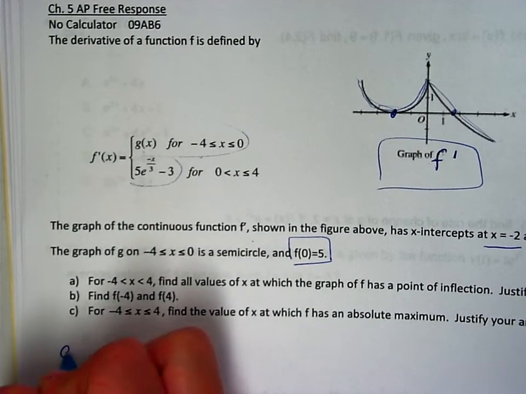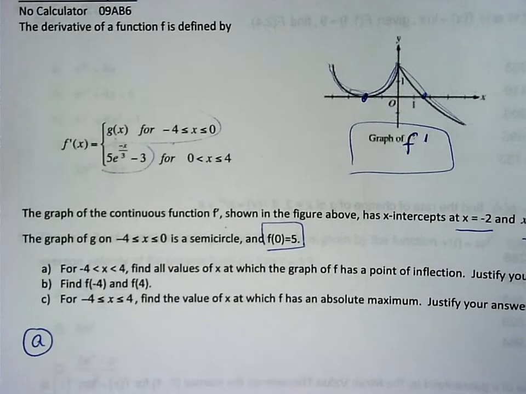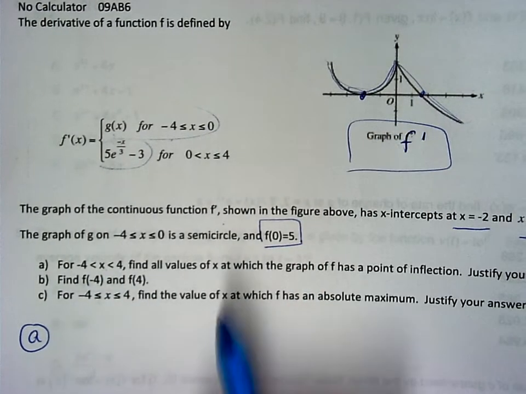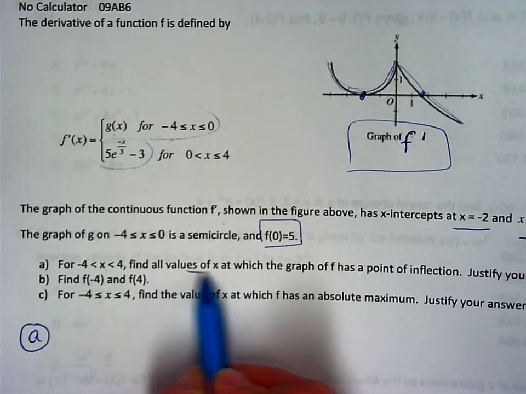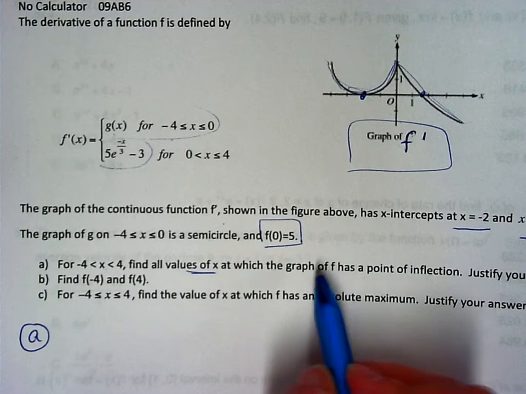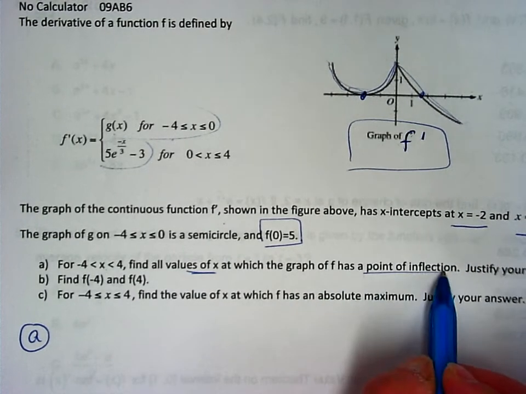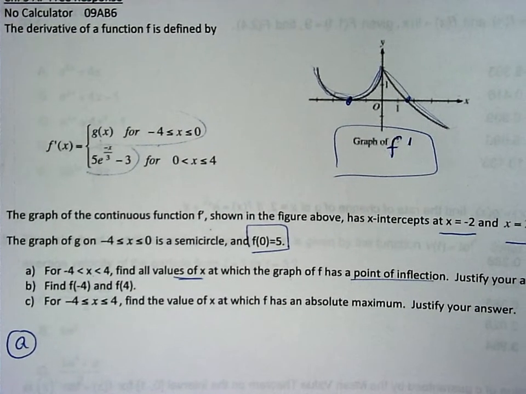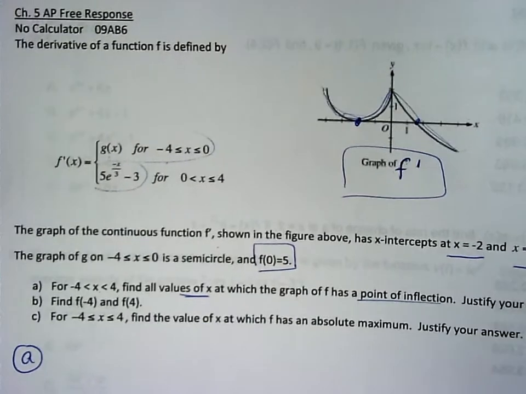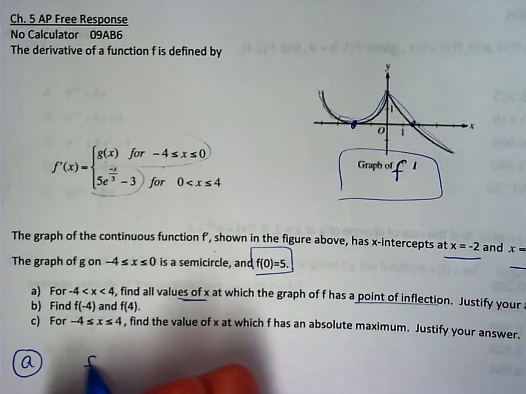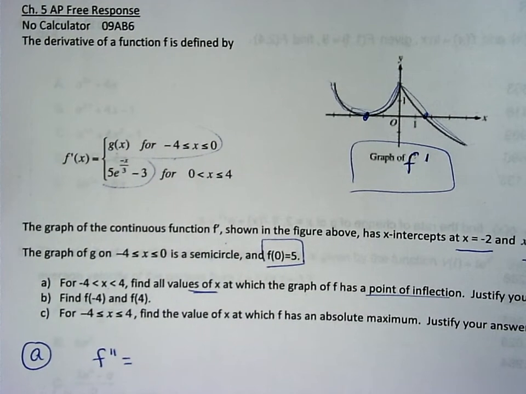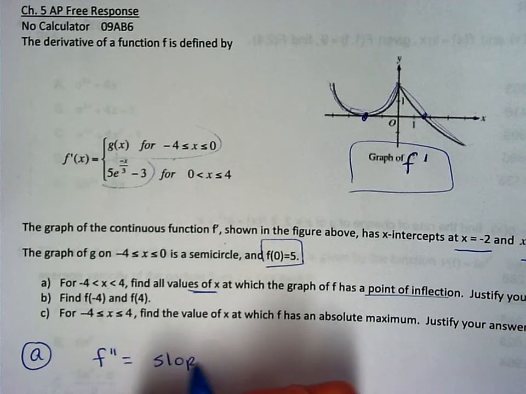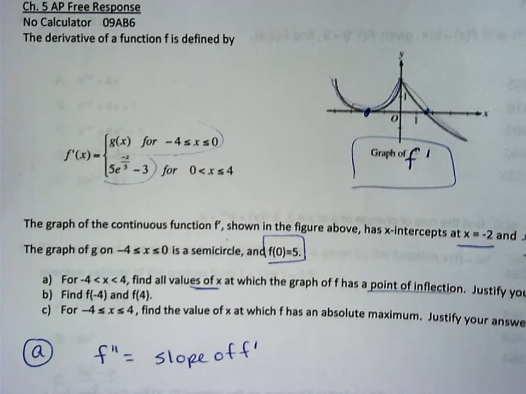Okay, so let's go through and see what they're asking. So from -4 to 4, which is this graph that we're shown, find all values of x. So I want my x values only, at which the graph has a point of inflection. So as soon as you see those words, you should be thinking, I need my second derivative somehow. But I'm only given the graph of f prime. But what you should be thinking is the connection is that I know that the second derivative of f is really the same as the slope of f prime.